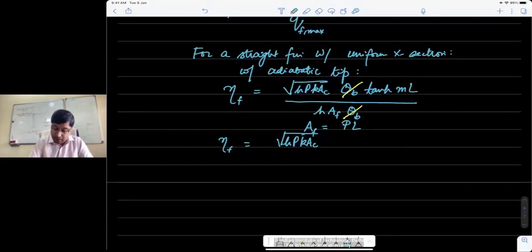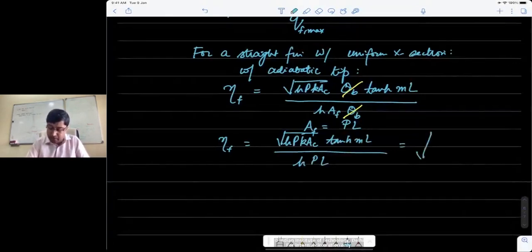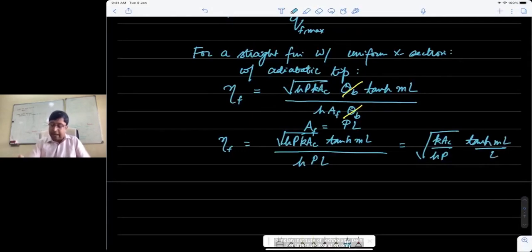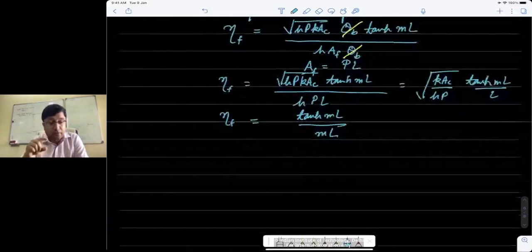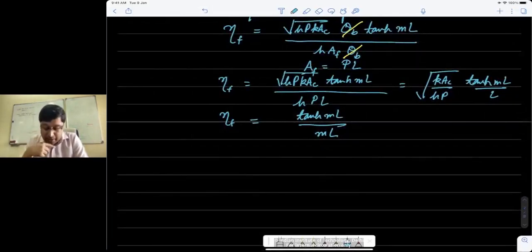And we'll have tanh(ml) over hPL. I hope I'm not missing anything now. So square root of hP will actually give me square root of kAc over square root of hP times tanh(ml) over L. But then I know that hP over kAc is actually m squared. So this becomes tanh(ml) over ml. By the way, you should note that the units of m are inverse length, meter to the power minus one, not square root of inverse length.